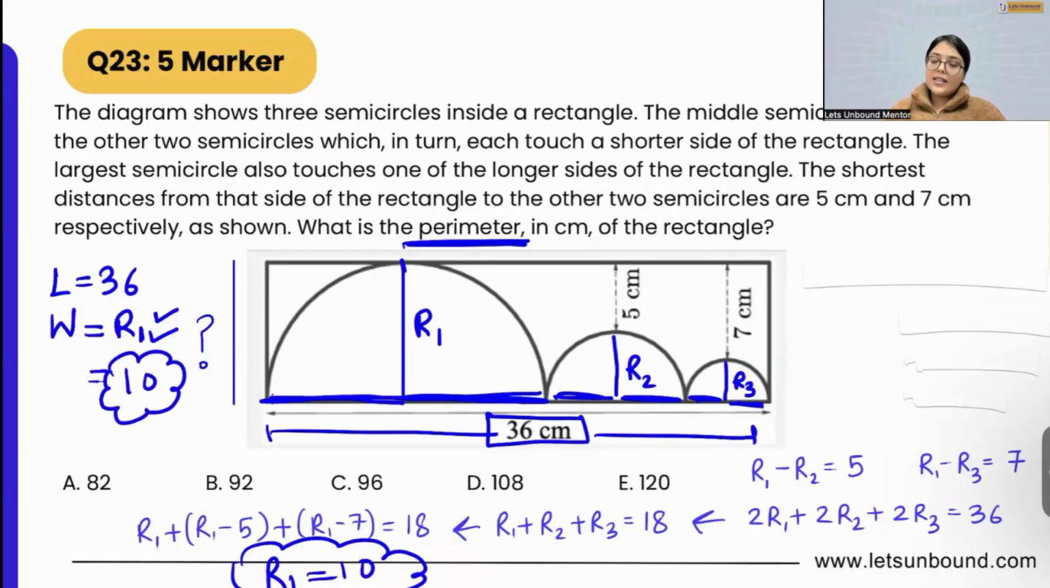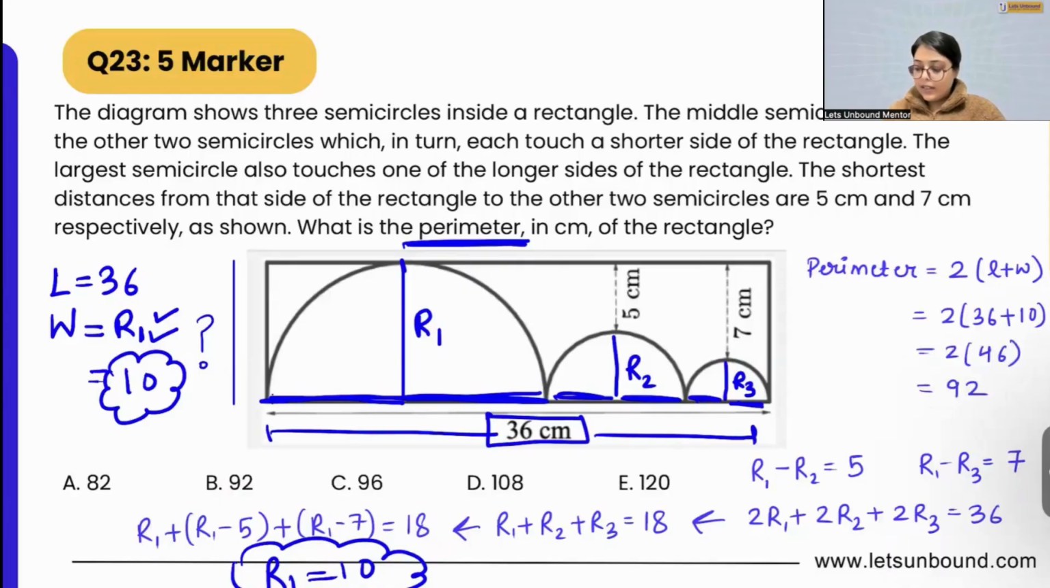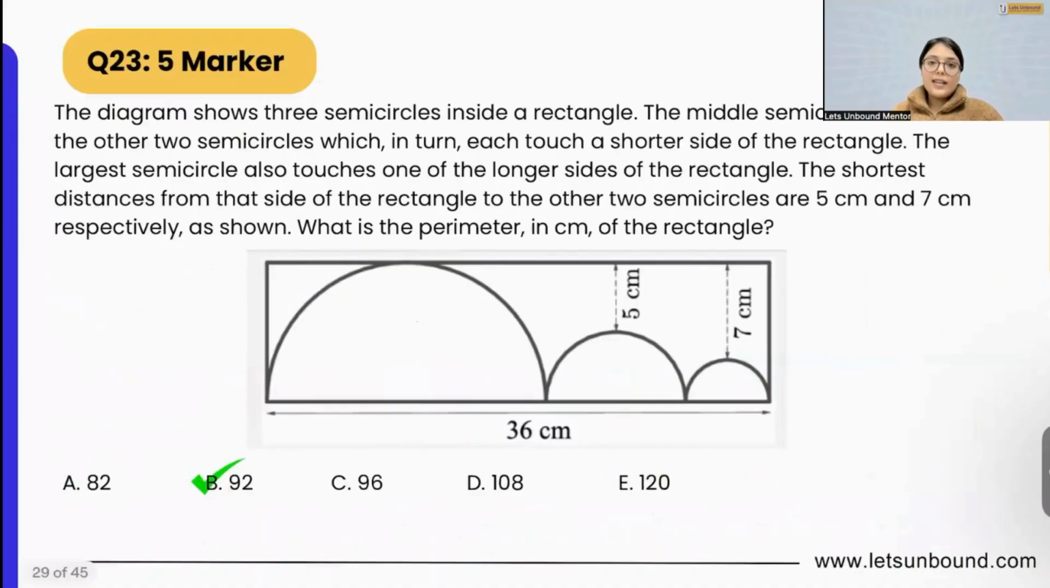And now the last step, that is perimeter of rectangle. So perimeter formula is 2 times length plus width. So what was the length? 36 given to us, and 10 we just calculated. So just do the calculation and we get the perimeter, which is 92, and the option is B. I hope this was quite simple, easy. Okay, so B option is correct.